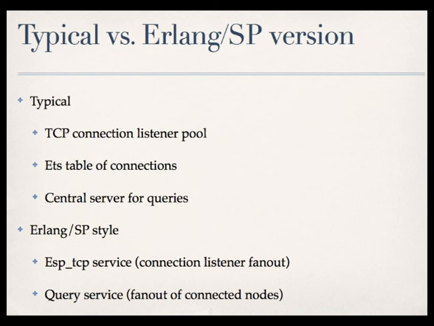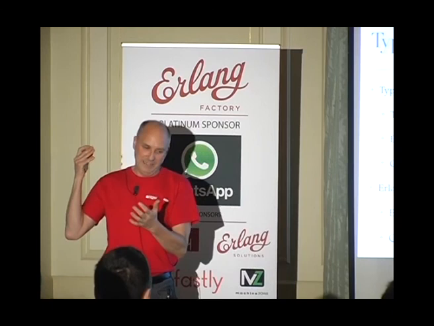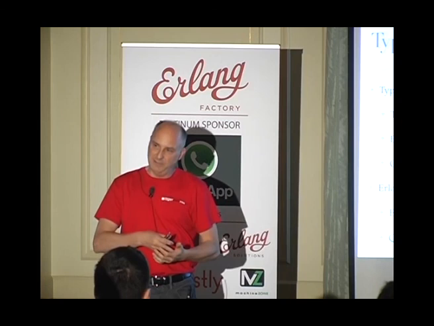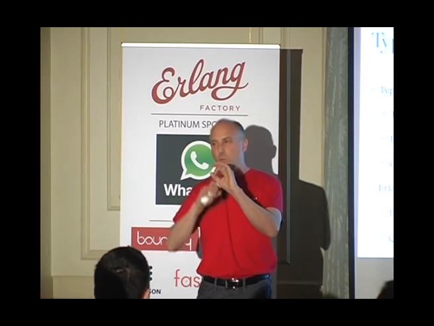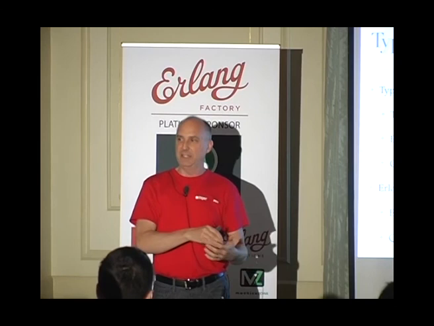But in the services platform style, I use an ESP TCP service, the fan out that we saw earlier, and then the query service is another fan out. I started out with no children, so it's a fan out that has a head and no children. I start that up, and then you start up the TCP service. If a query arrives as a connection, then I just reply to the query that nobody's connected right now. If a connection arrives, then the accept process migrates to the query service. So now the query service has one child, which is one live Erlang node. And if a second one connects, that migrates over there too. So now it's got two children.